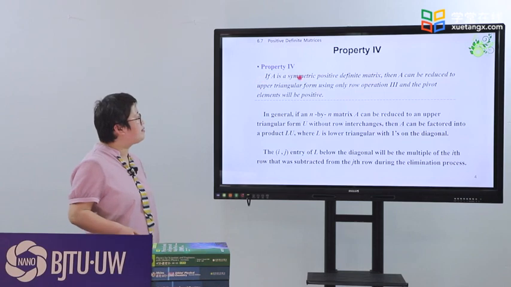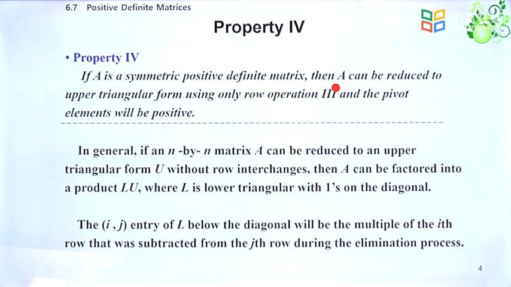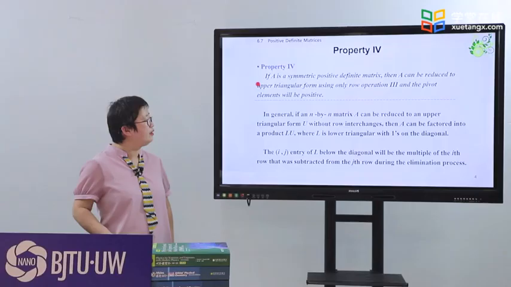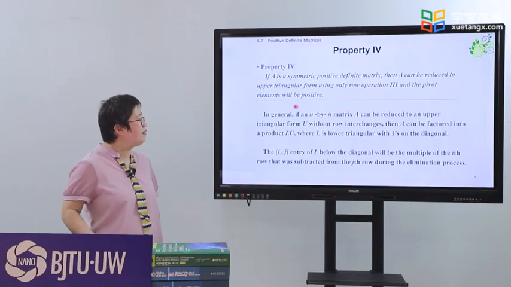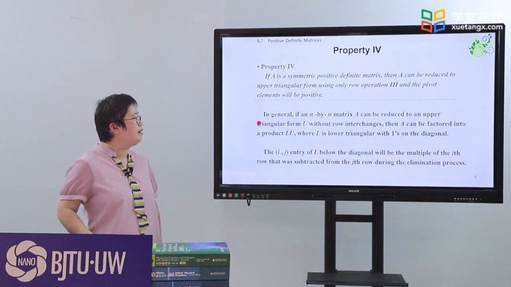Okay, this is property 4 for the positive definite matrix. If A is a symmetric positive definite matrix, then A can be reduced to upper triangular form using only row operation 3, and the pivot elements will be positive. This property in fact comes from the observation here.